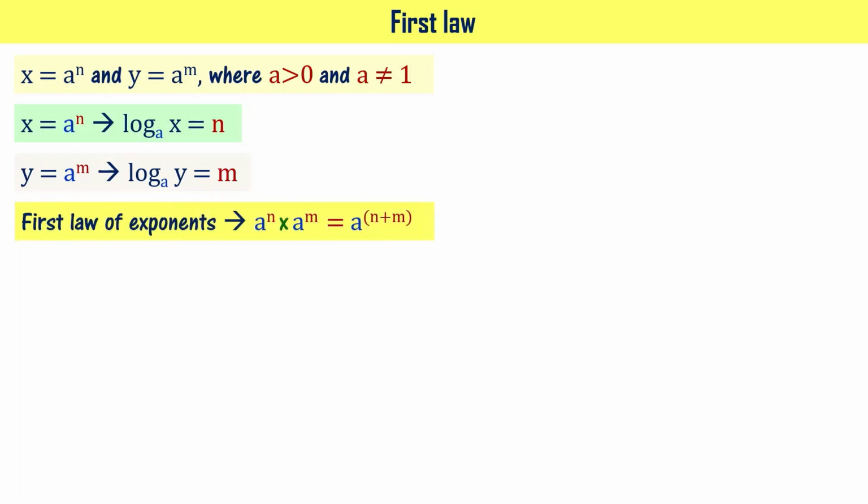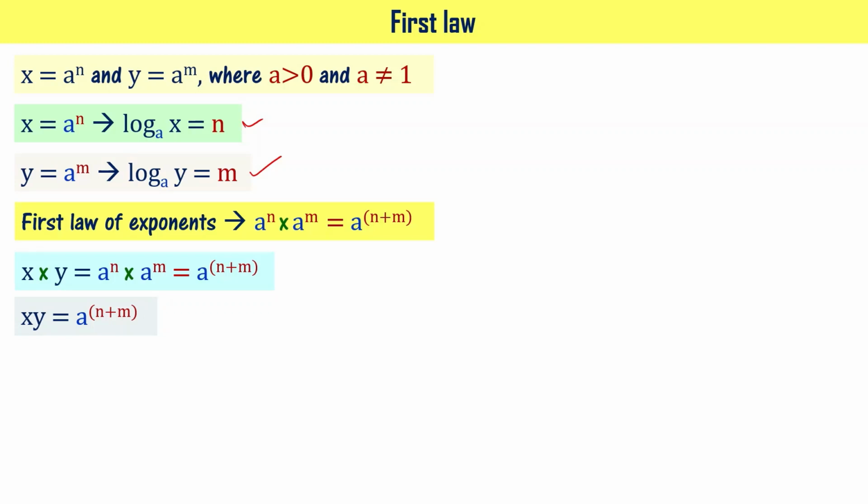We know the first law of exponents is given as a to the power n times a to the power m equal to a to the power of n plus m, right? We have seen x equal to a power n and y equal to a power m as given here. When you take the product, x times y is going to be a power n times a power m, that is equal to a power n plus m as per the first law of exponents, right? It means xy equal to a power n plus m.